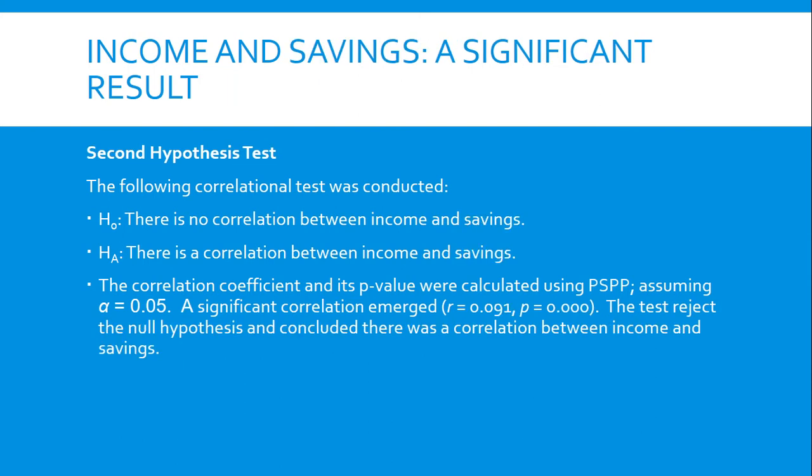The second hypothesis was testing income and savings, resulting in a significant result. For these two variables, the R value was 0.091 and the p-value was 0, concluding that the test rejected the null hypothesis and concluded that there was a correlation between income and savings.